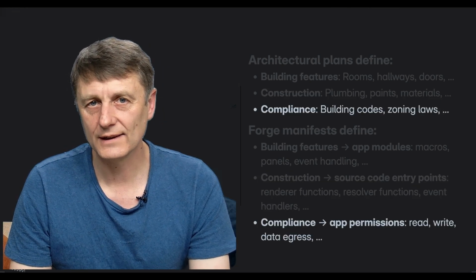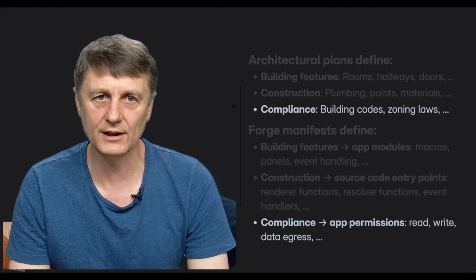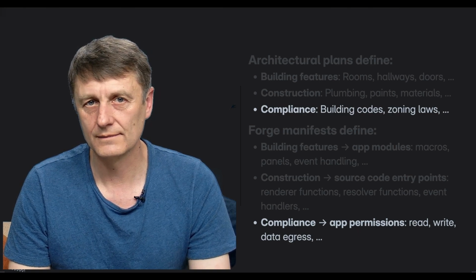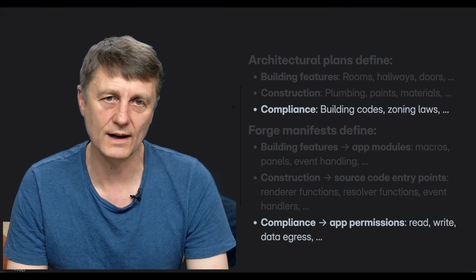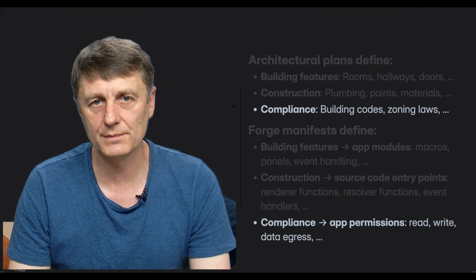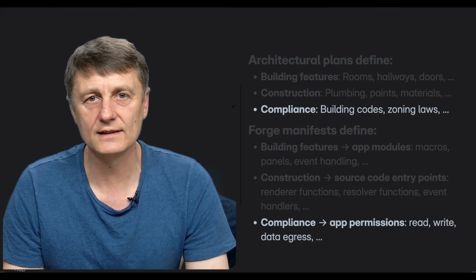Architectural plans need to explain how a building will comply with local regulations, such as building codes and zoning laws. Similarly, an app manifest defines the permissions that the app requires so that administrators have visibility into what the app can do to ensure it will comply with their policies.